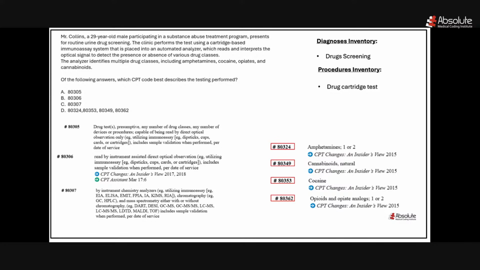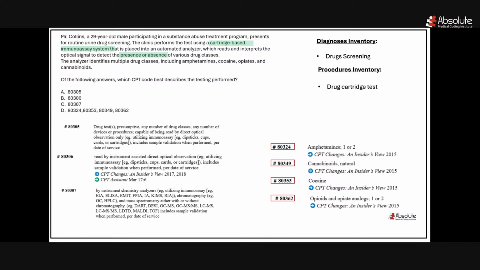What do you think, Otis? We had a presumptive drug testing in this scenario. You can see that the patient came for a screening purpose, and a cartridge-based immunoassay system was used just to detect the presence or absence of the drug class. It is not used to find the exact drug or its metabolite. So it's just an initial screening test, and that is a presumptive drug test, not a definitive drug test.